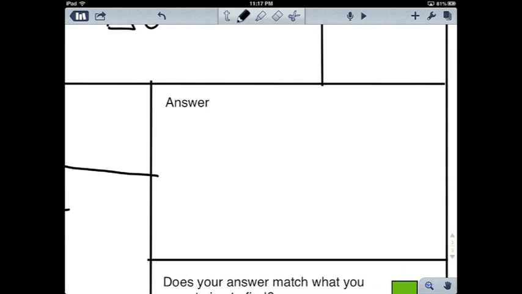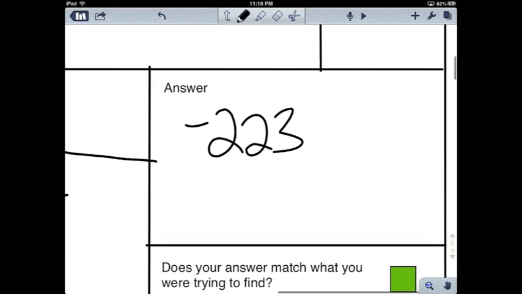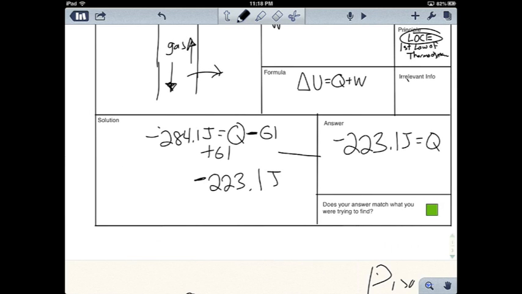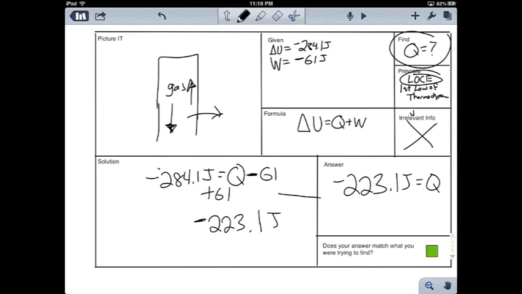Now that's going to be a negative number, and it should make sense to you guys that if you decrease the overall energy of a system by 284 and you're only losing 61 through work, you actually have to lose the rest, 223.1, through heat. So it turns out we didn't have any irrelevant information. We did match. We said we were looking for Q and we solved for Q, so that works.